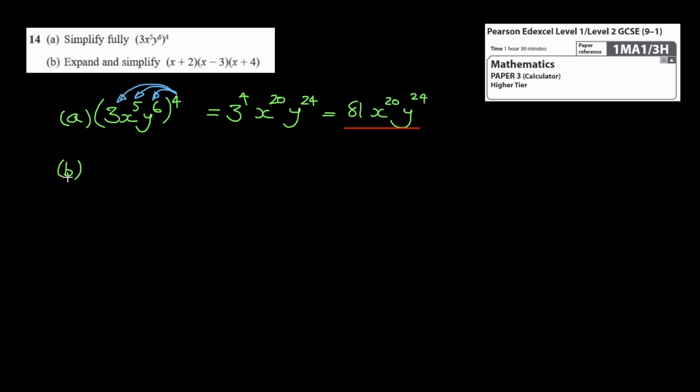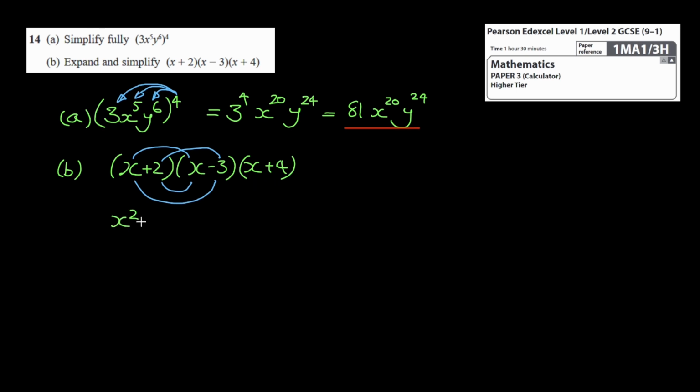Part B, we've got a rather tedious multiplication of x plus 2, x minus 3, x plus 4. And the only way to do this is to multiply our first two brackets out by the usual method, and then multiply each of those three answers by x and then by 4. I did say tedious.